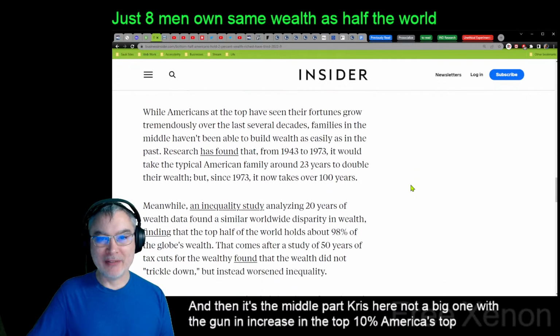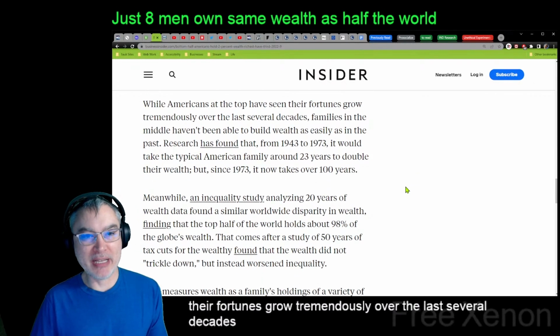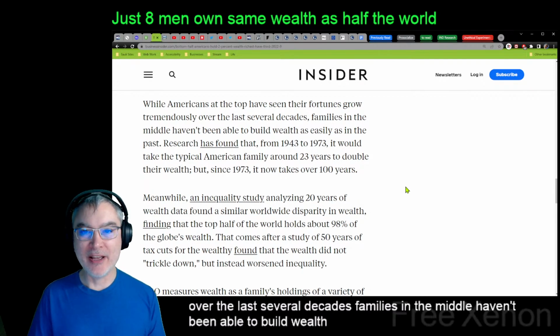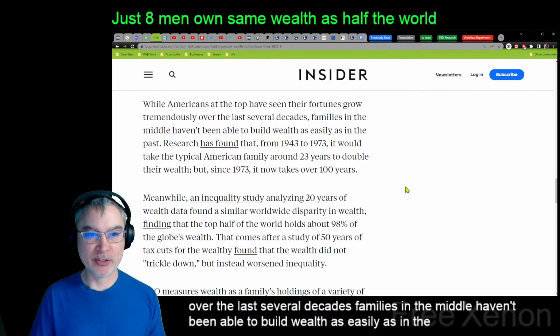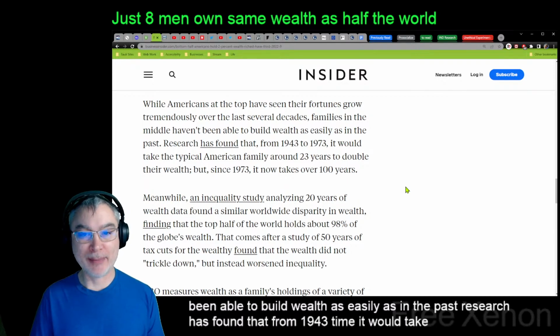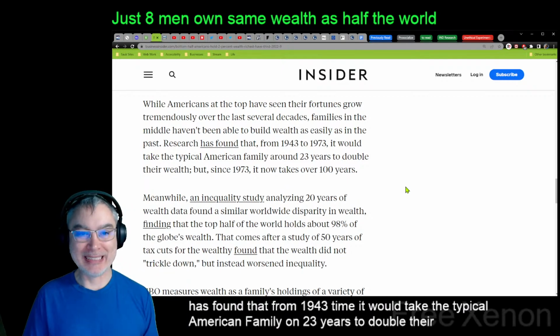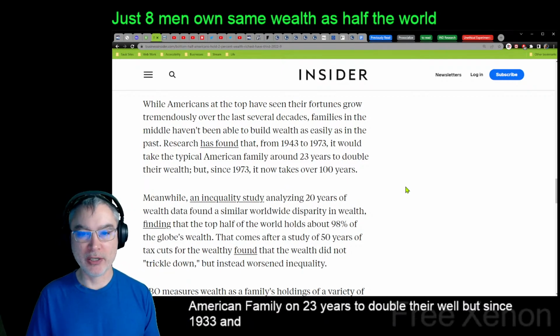While Americans at the top have seen their fortunes grow tremendously over the last several decades, families in the middle haven't been able to build wealth as easily as in the past. Research has found that from 1943 to 1973, it would take the typical American family around 23 years to double their wealth. But since 1973, it now takes over 100 years.